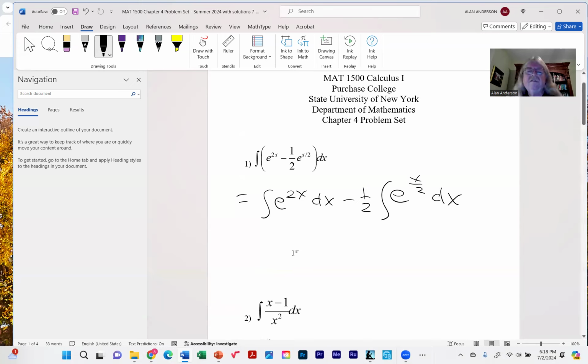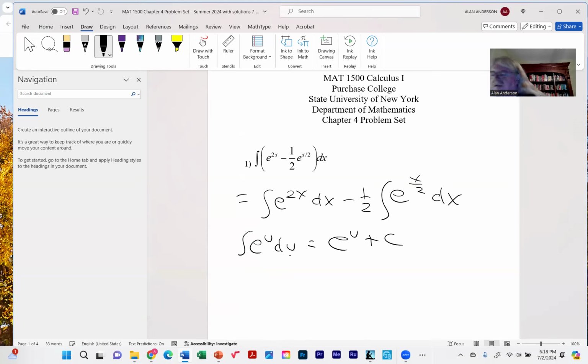All right, now for both of these, it looks like what we want to do is find the form integral e to the u du equals e to the u plus c. We need the c because these are indefinite integrals, meaning that if you notice, there's no lower and upper limits of integration. So we call this an indefinite integral, which means it's covering the entire domain of the function.